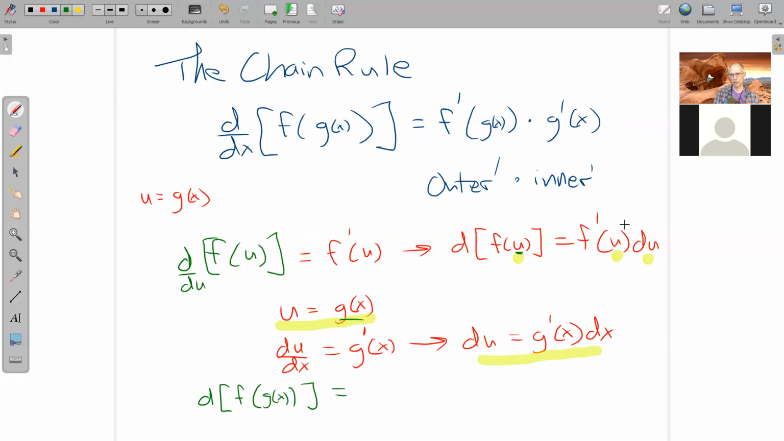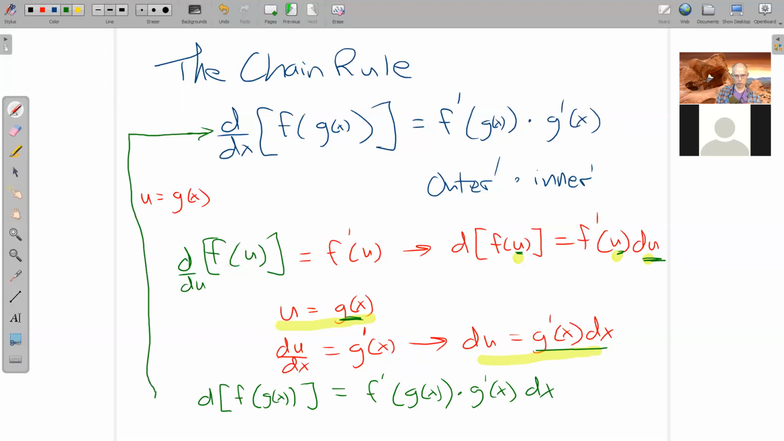On the other side, I have f prime. And what is u? u is really g of x, so I put the g of x back in. And du is really all of that, and so I have to multiply by g prime of x dx. And so this right here is the differential form of the chain rule I wrote above. We could easily just take that dx and divide it back to the other side, and it's a match. So here's the chain rule in standard form, and here's the chain rule in differential form, and they're pretty much identical.